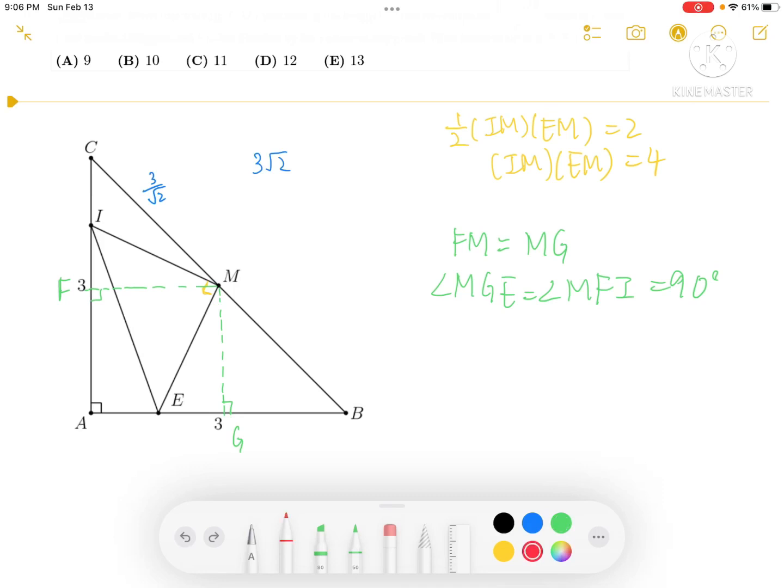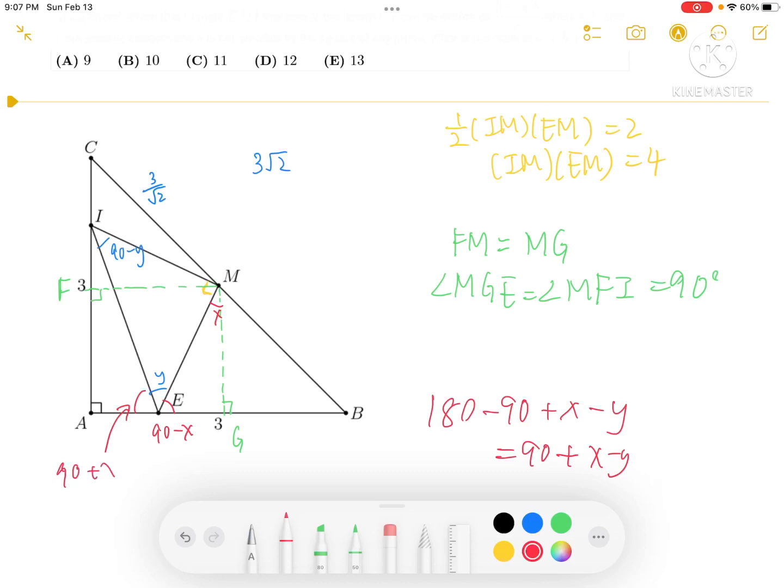First of all, we can let this angle be equal to x, and this angle will be equal to 90 minus x. Then we can let this angle be y. So this angle over here will just be 180 degrees minus 90 minus y, so it will be 90 minus y degrees. Next, we can find this angle. This angle over here will just be 180 degrees minus 90 minus x, so 90 plus x minus y.